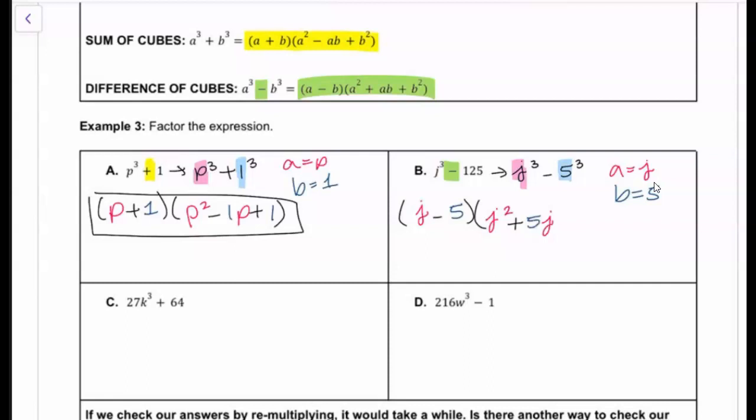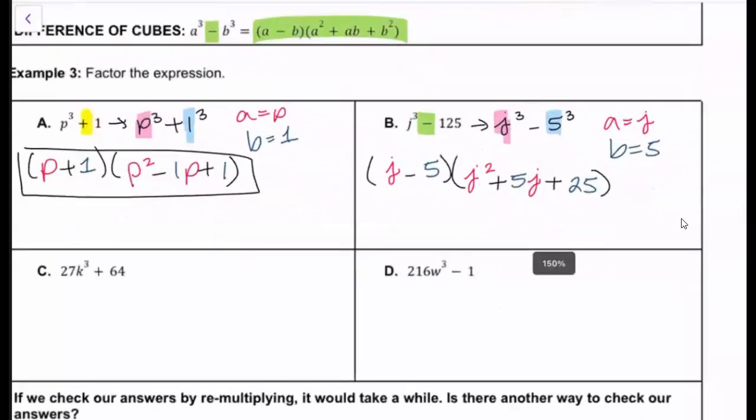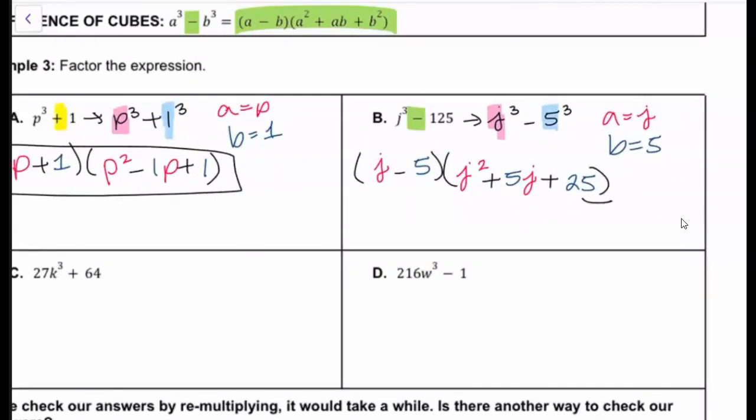Although it says AB, when we multiply 5 times J, or J times 5, you write it as 5J. And then plus your B squared. Now your B squared would be 5 squared, which is 25. And then remember, you got this because it's 5 squared. And once again, that's your answer. You just have to identify your A and your B values and then just plug them into the correct equation.